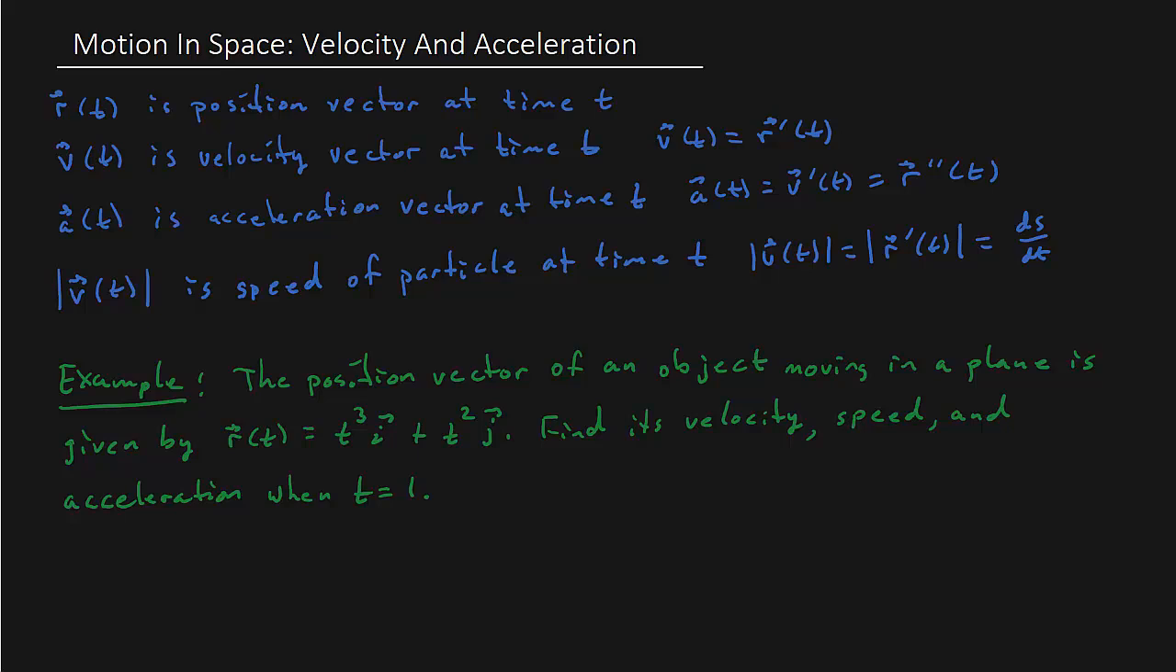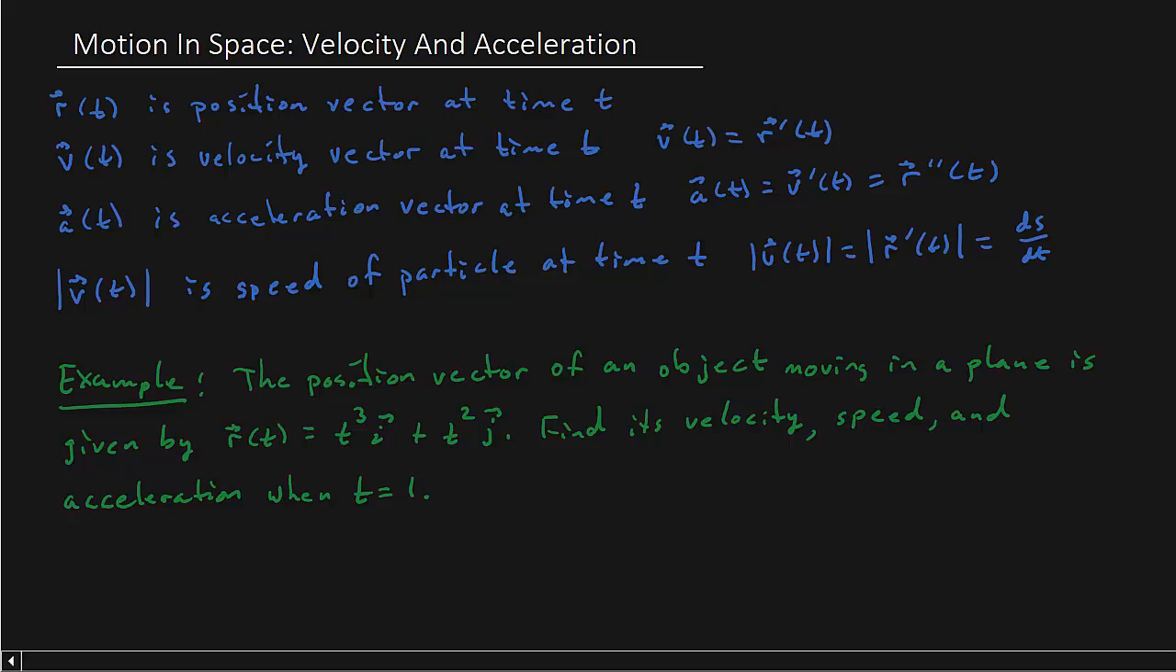You've got a position vector, a velocity vector, and an acceleration vector. And you can see r of t is going to be the position vector at time t, v of t is the velocity vector at time t, and the velocity is the derivative of the position vector. And then a of t is the acceleration vector at time t, and acceleration is the derivative of the velocity, and it's the second derivative of the position.